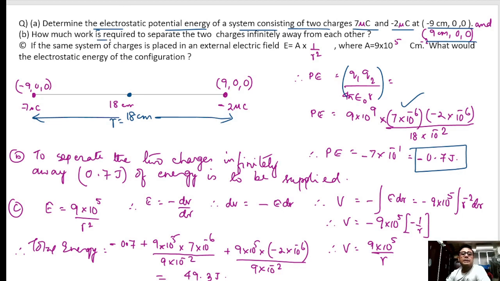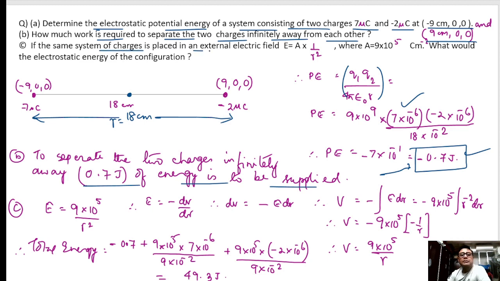How much work is required to separate the two charges infinitely away? Now if they have, the energy between them is this, so to separate them I have to give this much extra energy from outside. If they have this much energy between them stored, I have to provide this much extra energy from outside to make them free.